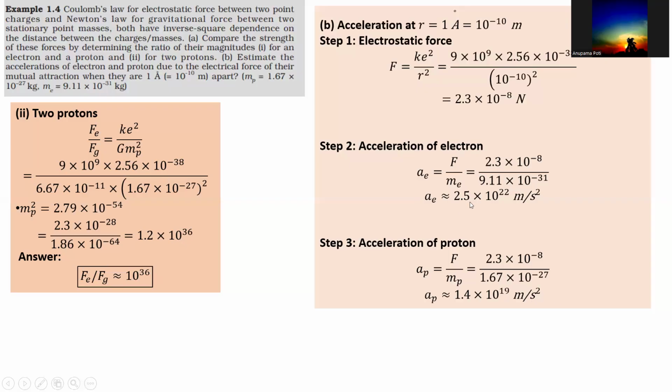Now you compare just acceleration of electron with acceleration of proton. What you can say? Acceleration of electron is very high as compared to acceleration of proton because mass of the proton is higher as compared to electron. So, as mass decreases, acceleration increases.